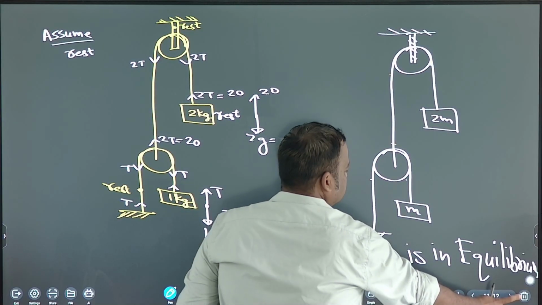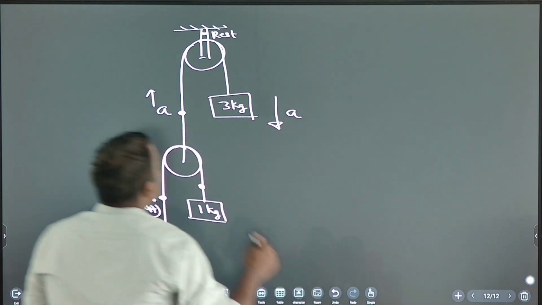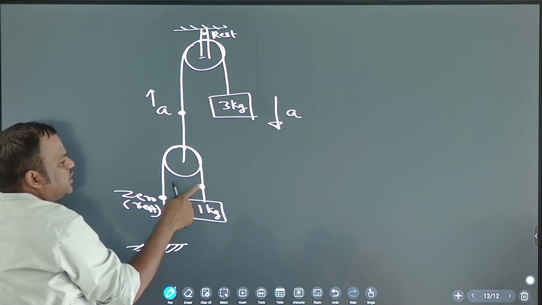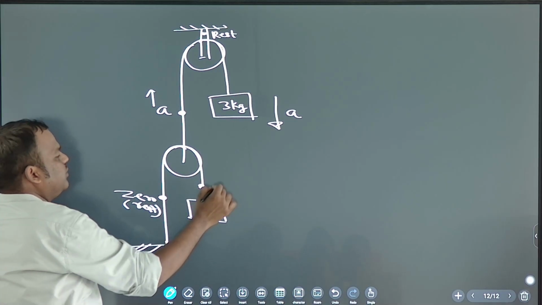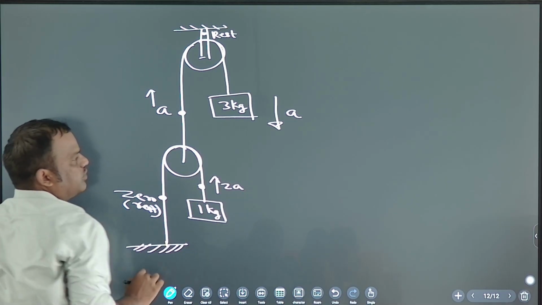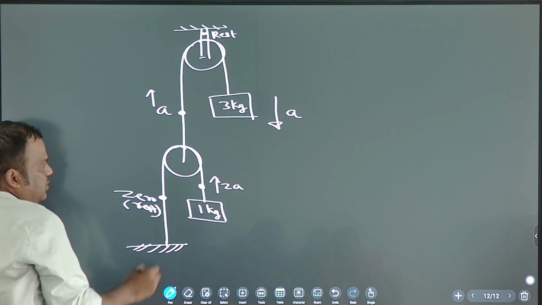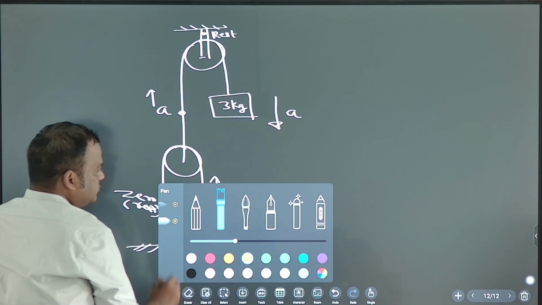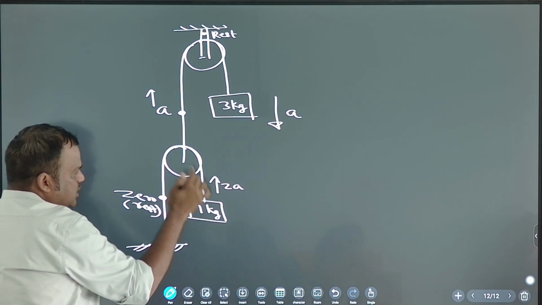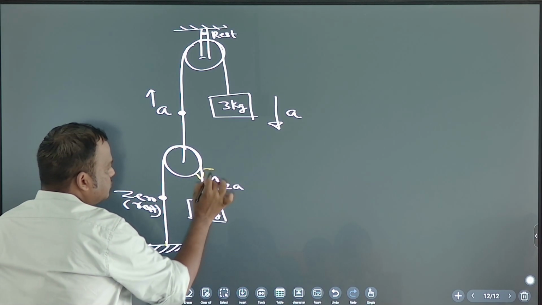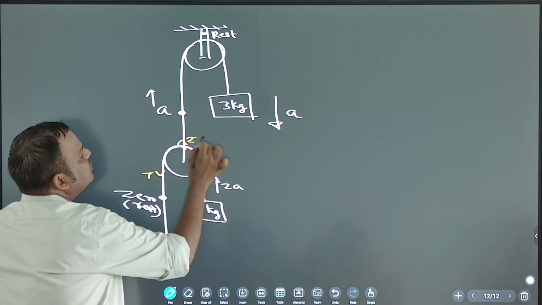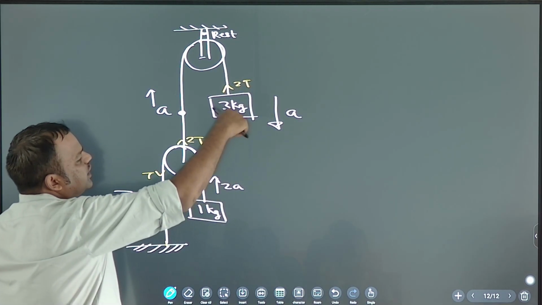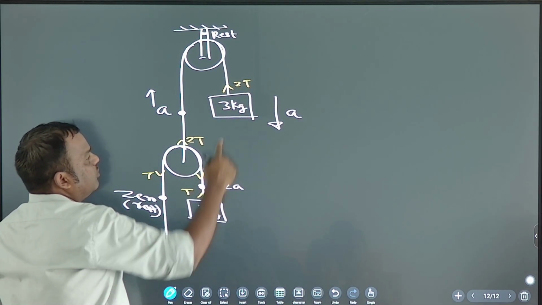So if this is going down with A, this is going up with A. So what is the acceleration of this point? 2A, 2A upward. Correct? Good. Now, tension. If the tension in this string is T, so here 2T, here 2T. Correct? Now draw the free body diagram of both blocks.